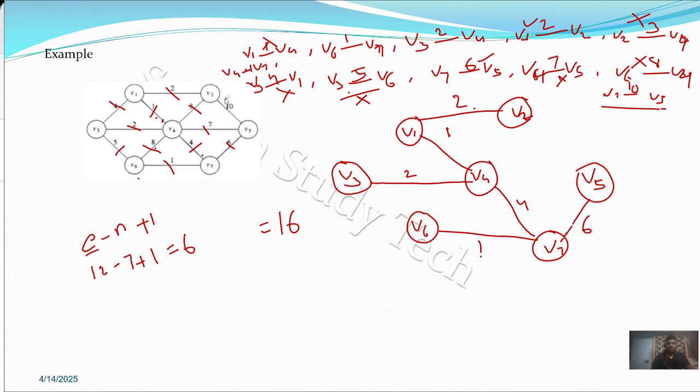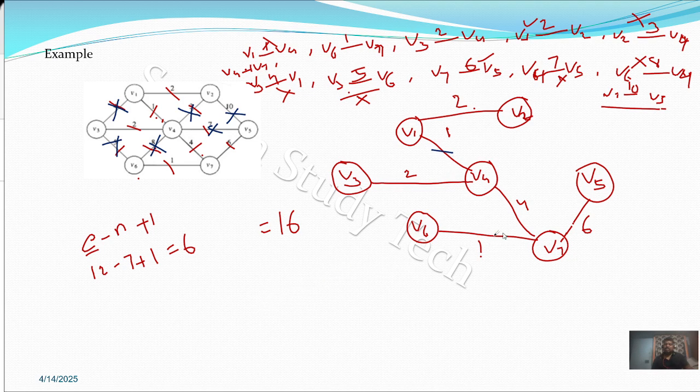So here I am not considering v2 to v5, and v1 to v3 you also cannot consider. v4 to v2 cannot be considered, and v3 to v6 also cannot be considered, and v4 to v6 also cannot be considered. Then v4 to v5 also cannot be considered. So how many edges are removed? 1, 2, 3, 4, 5 and 6 edges removed. Then this is a spanning tree.